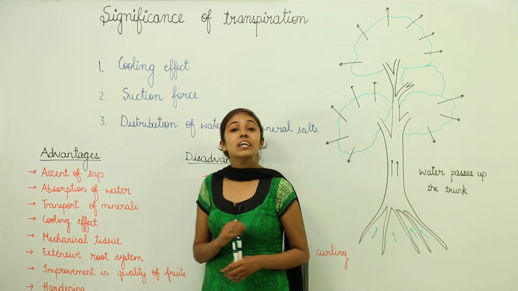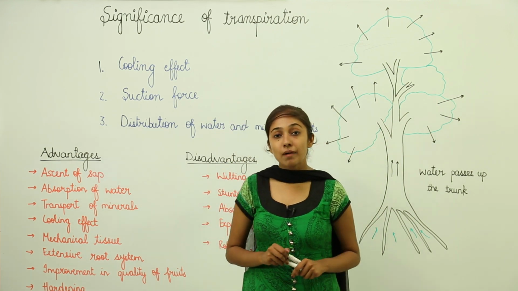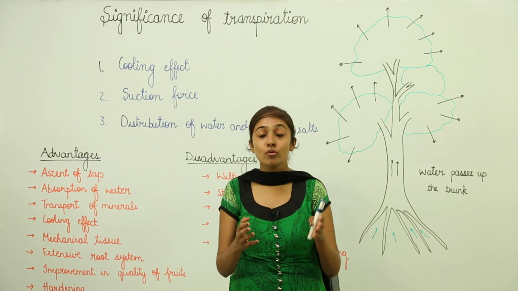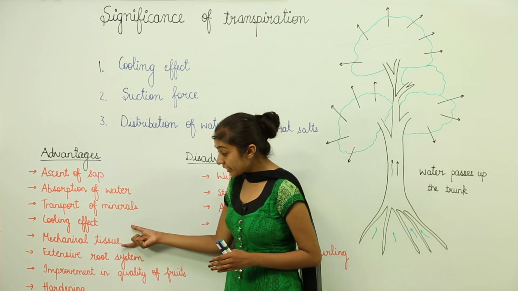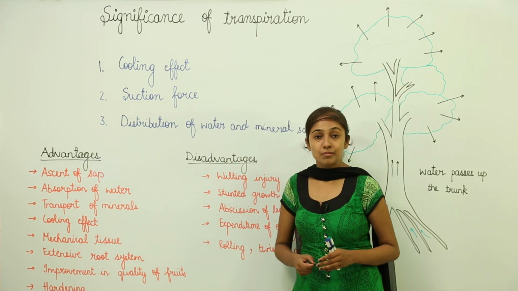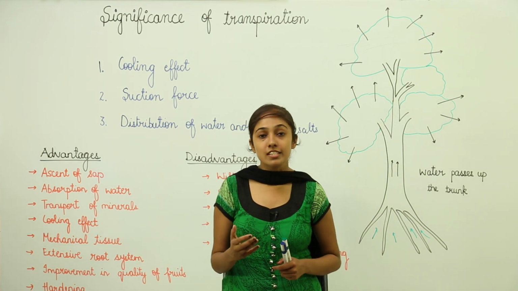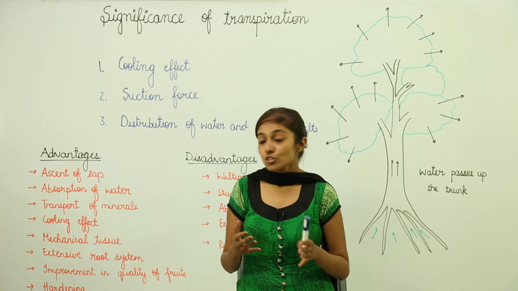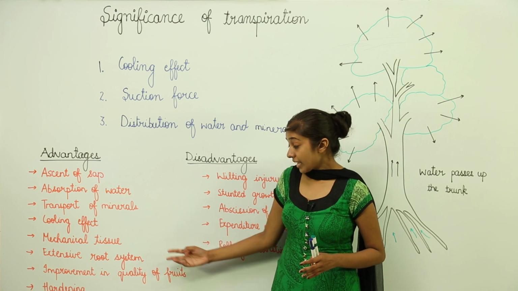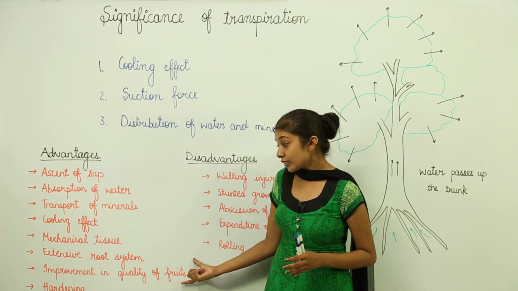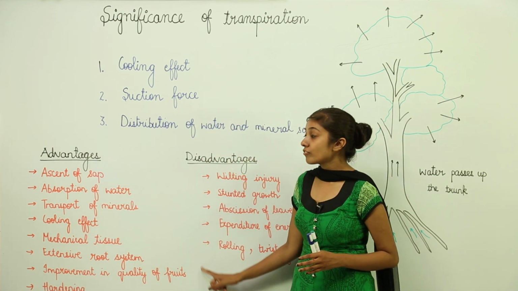Then it helps in the building of the mechanical tissue. It has been noticed that the plants which actively transpire have much more mechanical tissue buildup as compared to the plants which transpire less. So, it helps in the building of the mechanical tissue and extensive root system. The plants which transpire more will need to develop a more extensive root system, right. So, transpiration helps in the development of an extensive root system. It leads to improvement in the quality of fruits and it leads to hardening also. So, these are the advantages of transpiration.